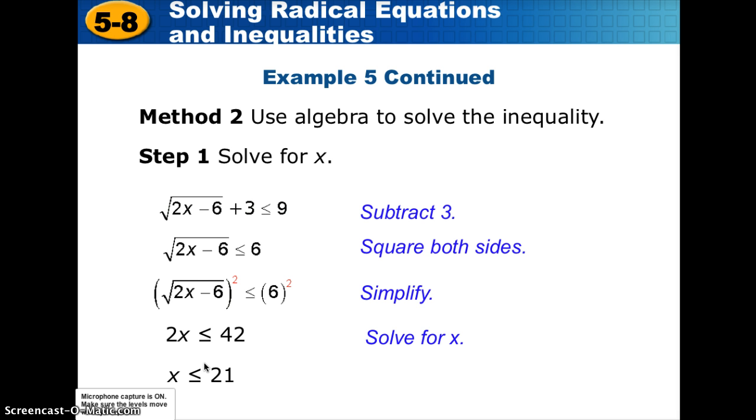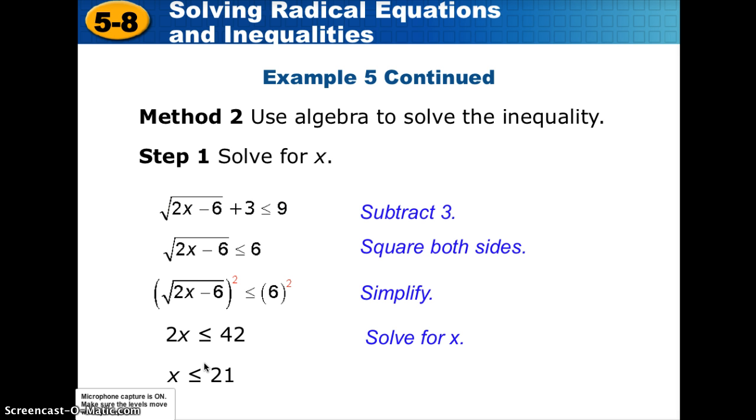As we solve, we ended up with x has to be less than or equal to 21. But in addition to that, we know that what's underneath the radical, what we started out with, is the square root of 2x minus 6. That has to be positive, or 0. It can be 0 as the smallest number, because we can take the square root of 0 and end up with 0. But if we try to take the square root of a negative number, we're going to end up with an imaginary. We're only interested in real solutions in this chapter.